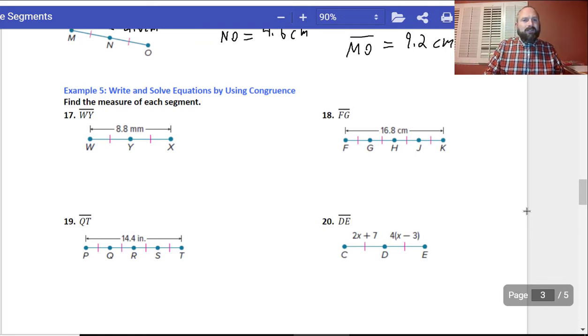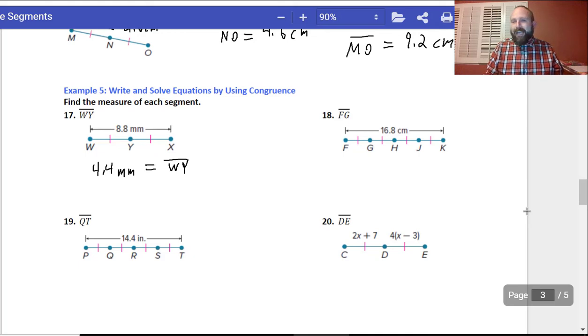For this one, it says this is 8.8, and this is broken up in half. What's half of 8? 4. What's half of 0.8? 0.4. So half of 8.8 would be 4.4, which is equal to WY. But that's wrong because it's 4.4 millimeters.